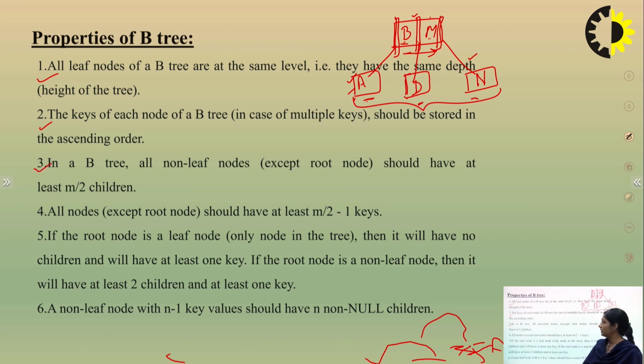In the third property, in a B-tree, all non-leaf nodes should have at least m/2 children. The third and fourth properties we will understand in the next slide with one example. The fourth property says all nodes should have at least m/2 minus 1 keys. Here you can see m. What is this m? m is the maximum number of children possible.